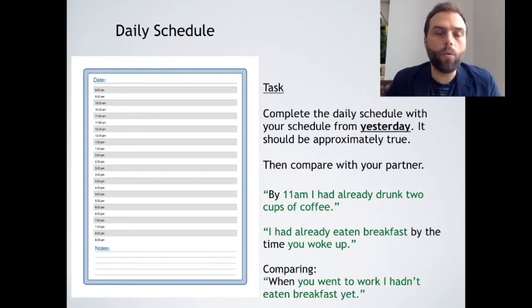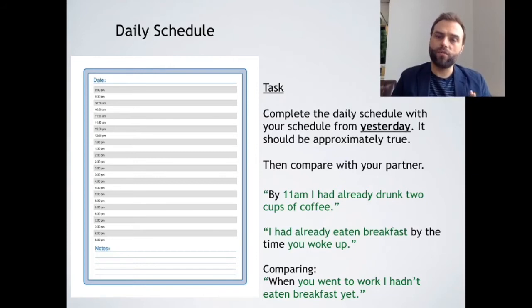Okay, so now this is the next task. We've done the modeling, we've set the context, and now we're moving towards student production. So in this task, students are going to make their own daily schedule. You can see here a blank worksheet that has lots of times, and we give this to the students, and here is the task. Complete the daily schedule with your schedule from yesterday.